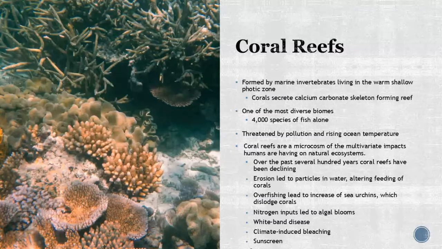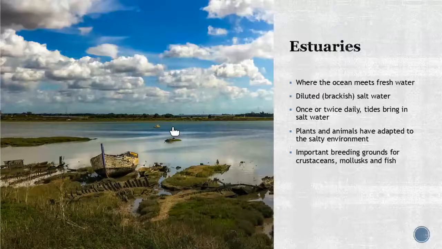So the next aquatic biome is the estuaries. This is where the ocean meets the fresh water. You'll have heard the term brackish before, and this is where we have a mixture of the fresh and the salt water. Now it does rely heavily on tides, but these animals really thrive in this area because it provides a safe environment. You'll see this is really a breeding ground for a lot of crustaceans and mollusks and fish in these kinds of areas.